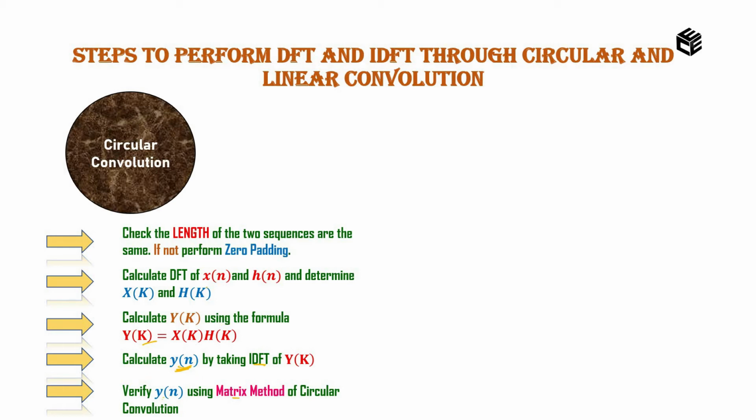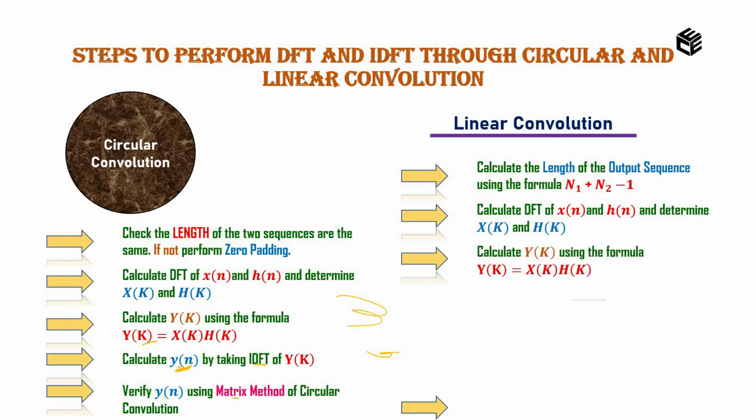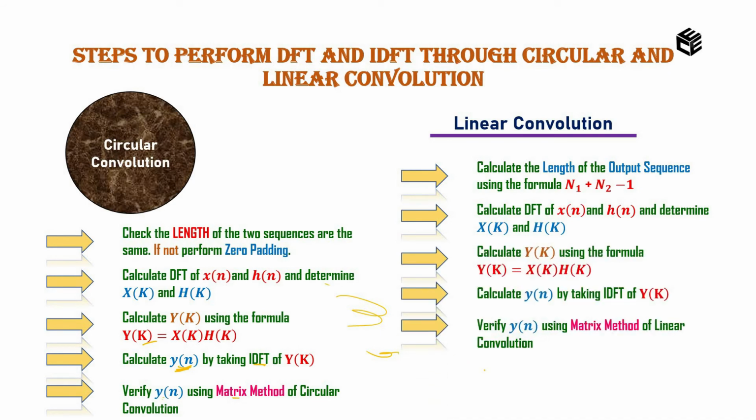In linear convolution, we will have the same set of steps. The only difference is the first point. So in linear convolution, what will be the first point? We will calculate the overall length of the output sequence using the formula n1 plus n2 minus 1. Okay. So once the output length is confirmed, we will go for the remaining steps, which are the same as those of the circular convolution. Now let's do a problem.